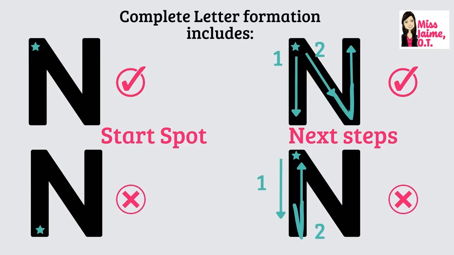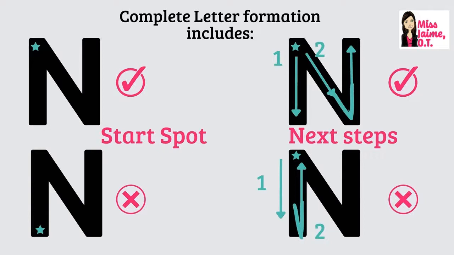But if I'm assessing the complete letter formation, I now want to look at what else did the child do? After they made their start spot and did the first stroke, did they finish the letter correctly? Now, again, that depends on what handwriting program they're using. Most handwriting programs have similar formations, but there are a few tiny little differences among some of the programs. So it's a good idea to review what the child's being taught and review what the letter formations say in that program before you assess.